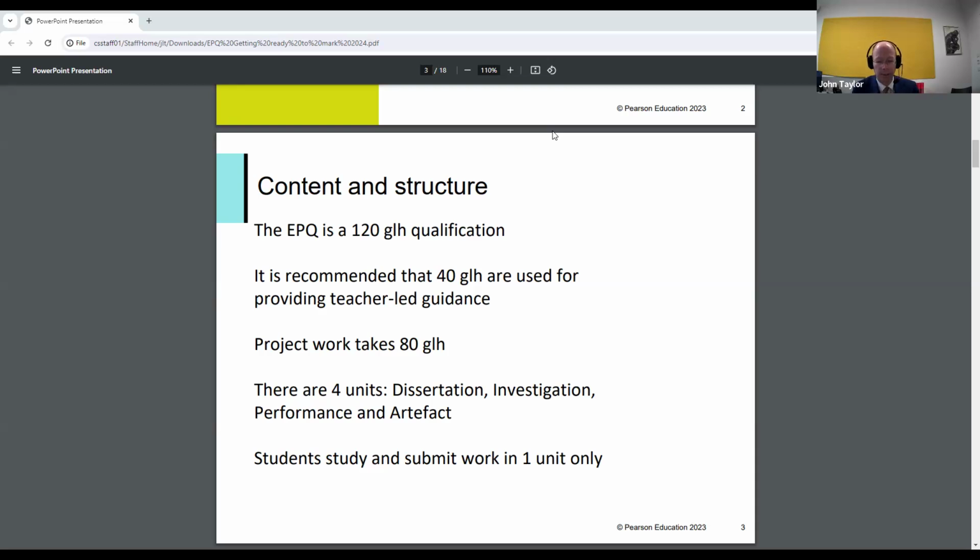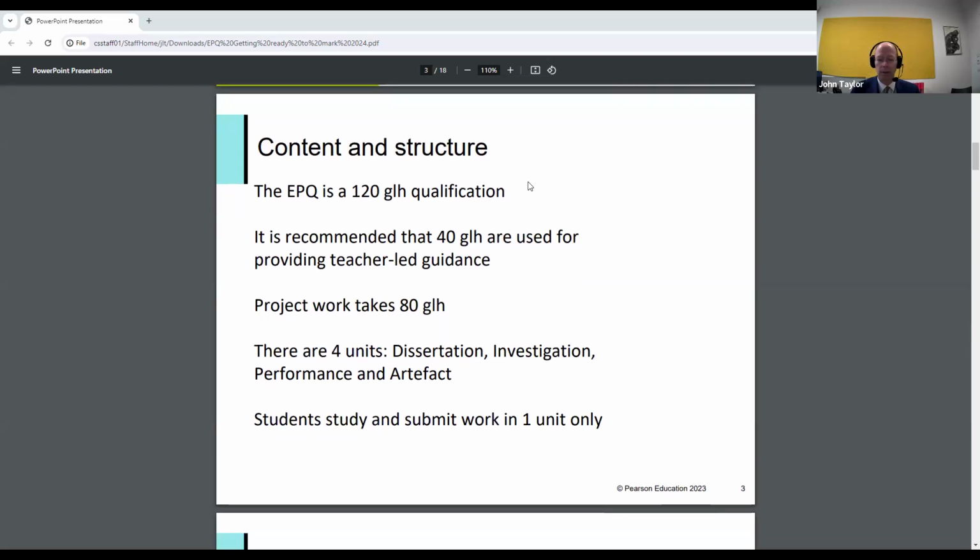Dissertation, investigation, performance, and artifact. You only enter for one of those units, and each unit has its own assessment criteria, its own marking grid, and we have within Pearson teams of moderators who look particularly at specific units. So obviously it matters that we understand the unit structure and that our learners understand what unit they're entering for.